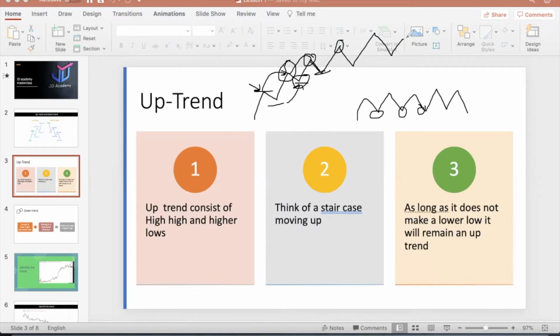All right. Hopefully you guys can understand that. It's in the name: higher highs, higher lows. The highs are getting higher, and the lows are getting higher.